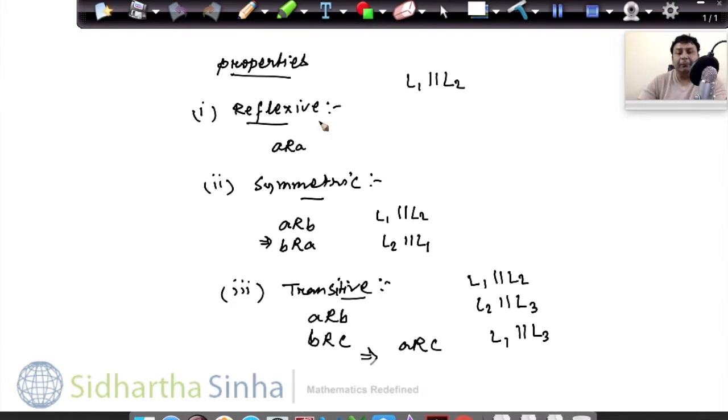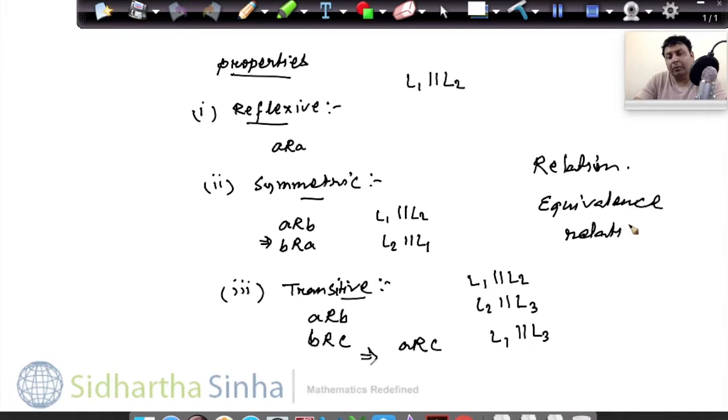Hence transitive. If all these three properties hold true, then any relation is such that it is an equivalence relation. Okay, so for equivalence relation, what we understood? It should be reflexive, true for itself, symmetric, A related to B should imply B related to A, and transitive. So if all three are true, then the relation is said to be an equivalence relation.